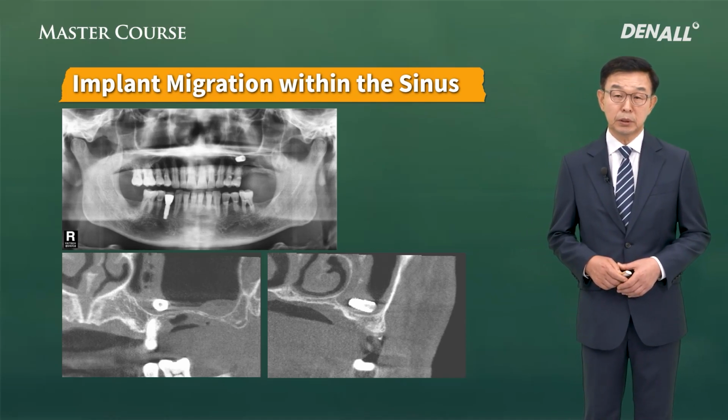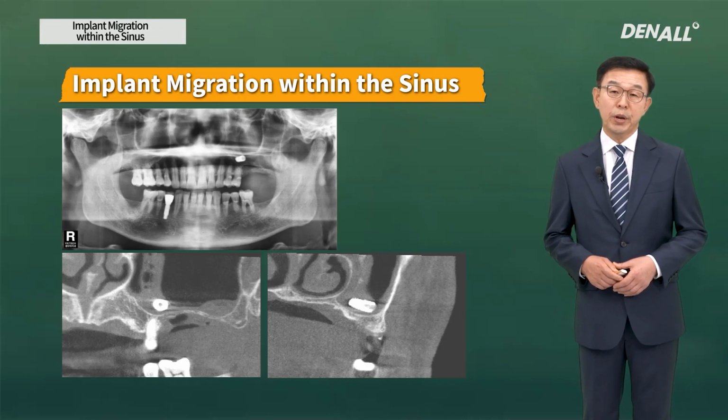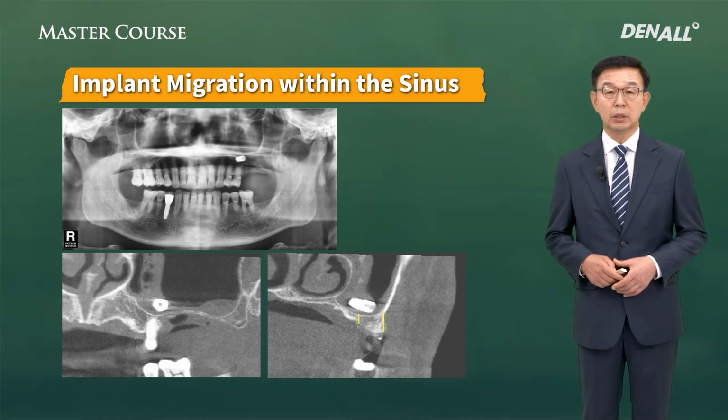If you look at the cause, first, the bone level in the upper posterior area is different buccally and palatally. Therefore, this may have been overlooked during drilling and the implant was placed too deep. Maybe that's why it migrated into the sinus. In the case of this patient, because the bone is soft, the implant can fall easily into the sinus.